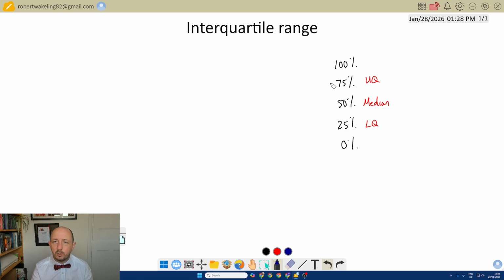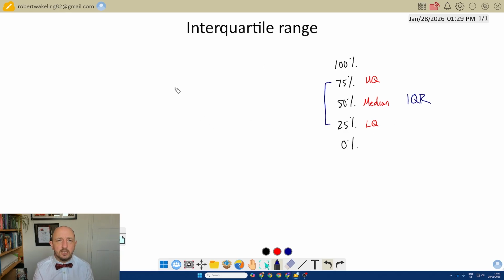So the distance between the lower quartile and the upper quartile is the interquartile range. And the interquartile range is really just giving us a feel for the spread of the data. So if you have a very large interquartile range, your data is very spread out, and it's the middle 50% that we're usually interested in. We don't usually worry about the extremes of data. We're kind of worried about what's happening in the middle. So the interquartile range is a measure of the spread of the data.